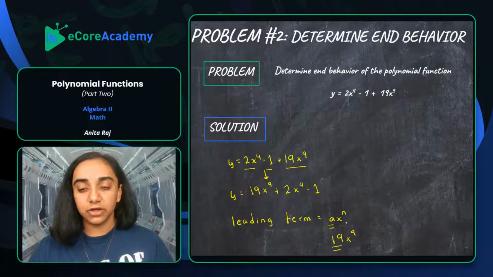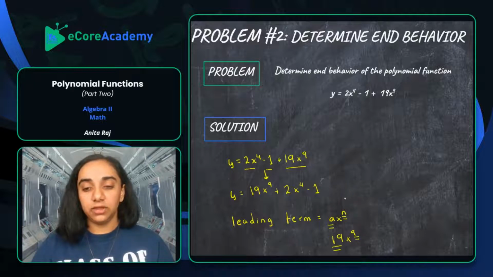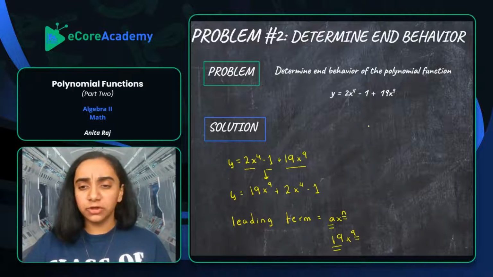X is just going to be your variable, which is going to change based on what you plug into the function. And then n is going to be your variable, or the degree of the polynomial. So what we want to do is we want to look at what a is. We want to look at what n is.